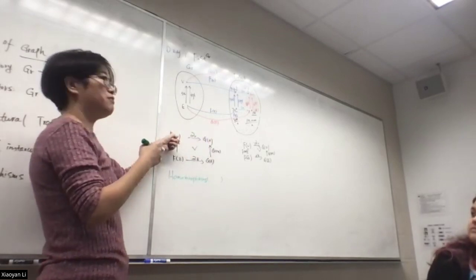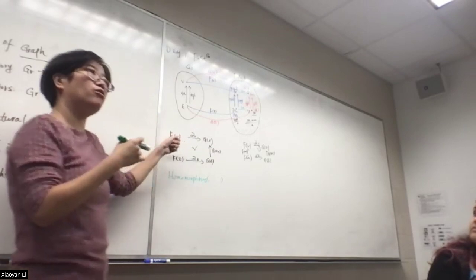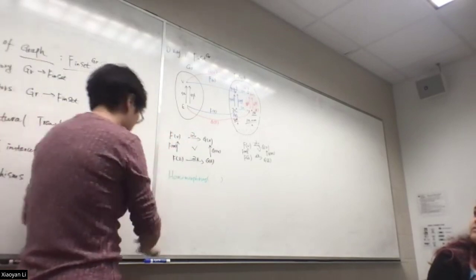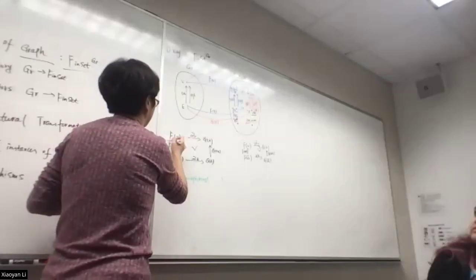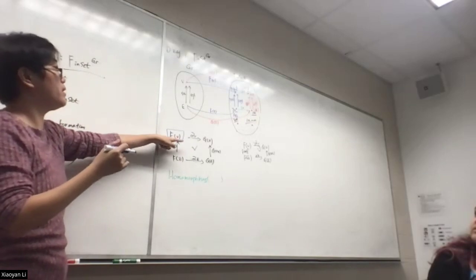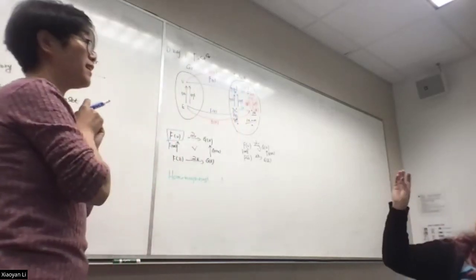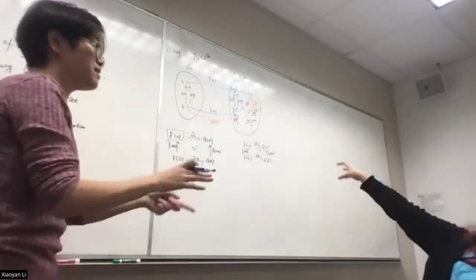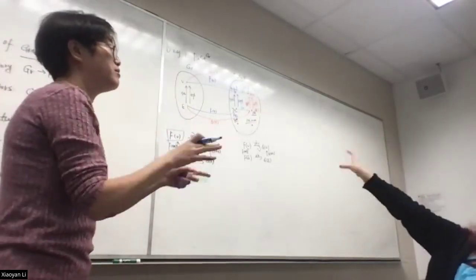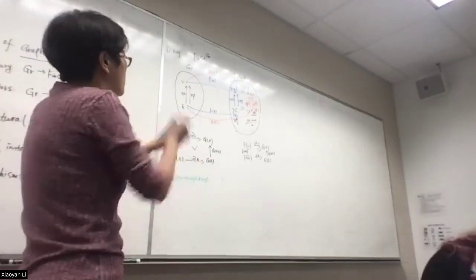What is FV? What is GV? Is it a functor? F is a functor. It's the mapping of the vertices, the object vertices to the object in Set. Right. So this is Set. Yes, this is Set, right?